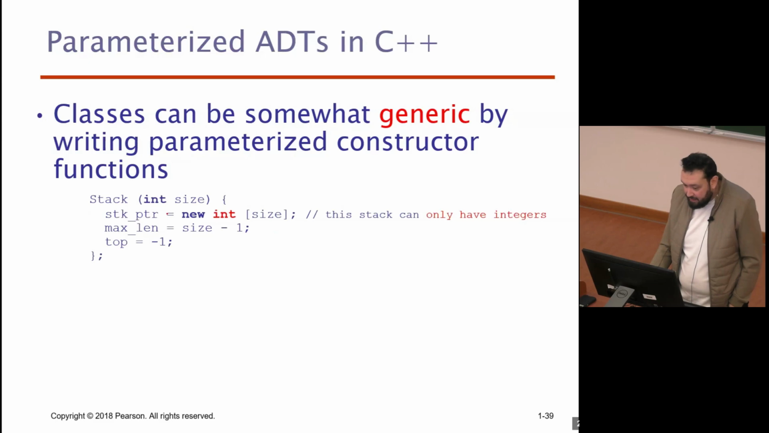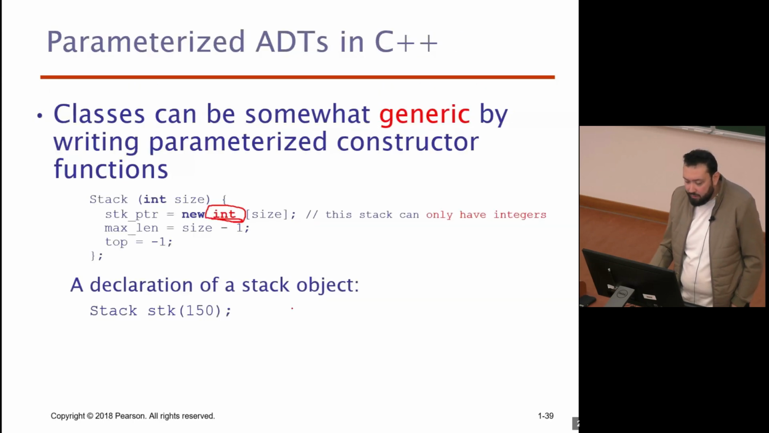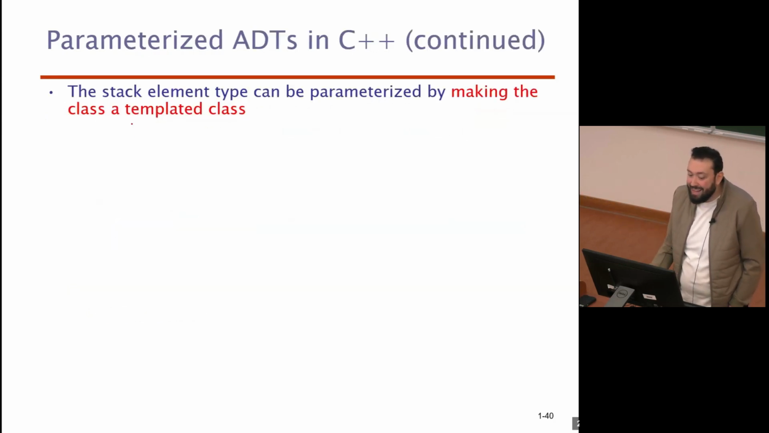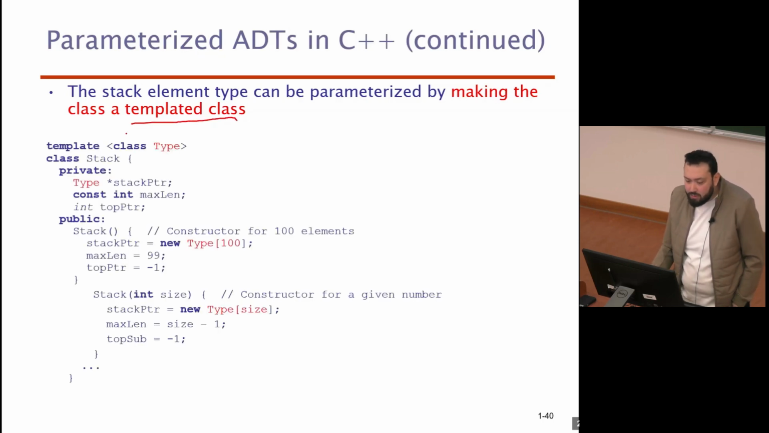Here, in this case, I'm saying my stack, int size, stack pointer new int. So when I define my class, I'm saying it's a new int. This stack can only have integers, okay? So if I do this, it has to be integers. Now, how can I improve this to make it parameterized? Usually, there's something called a templated class. How will we do this? We're going to say class type.